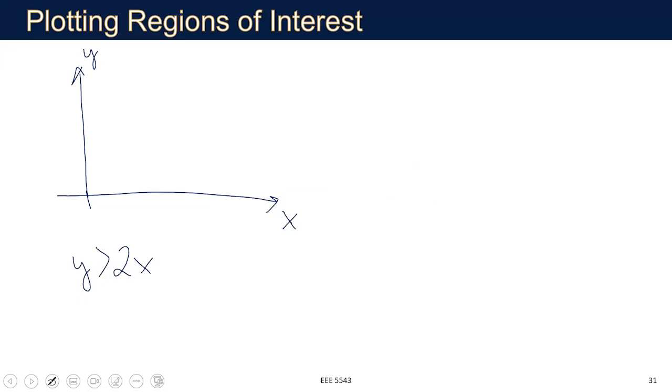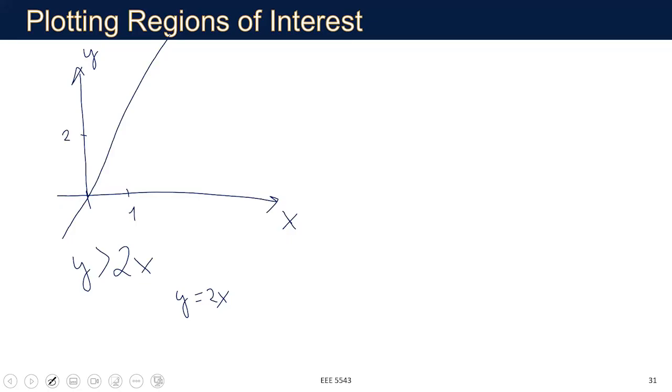So in order to find it, we need to find this region and then integrate it. So how do we find this? Well, the way we should do this is first let's plot y equals 2x. Right? This we can plot. So it would be this line here. All right. So now we need to find which side of it is y greater than 2x.